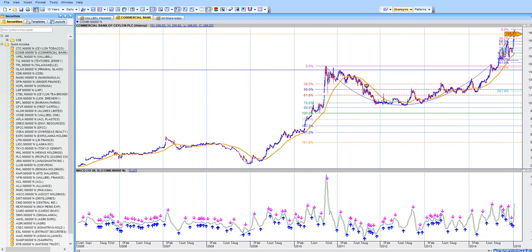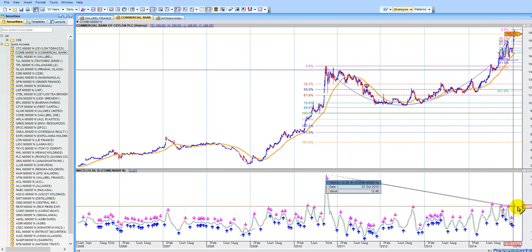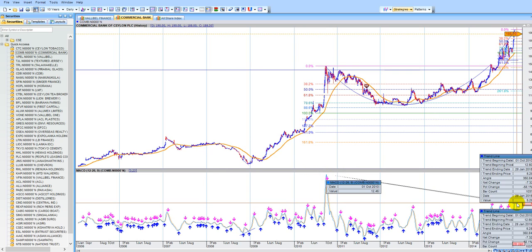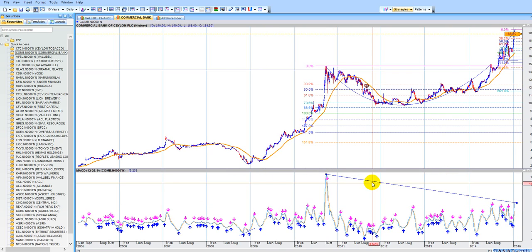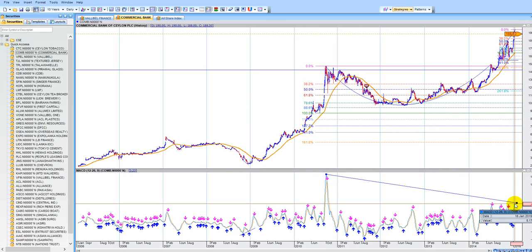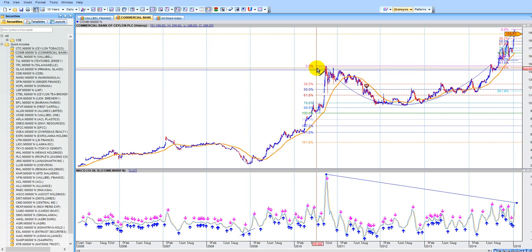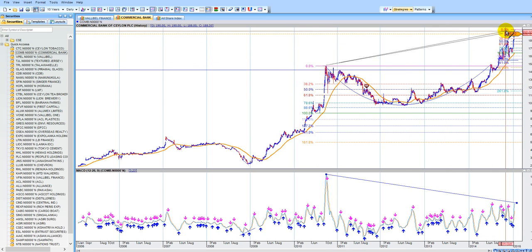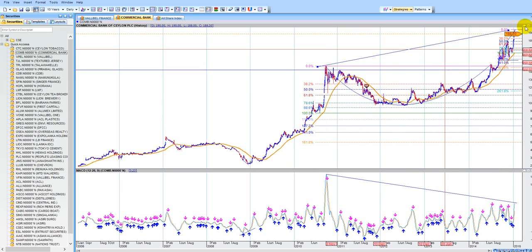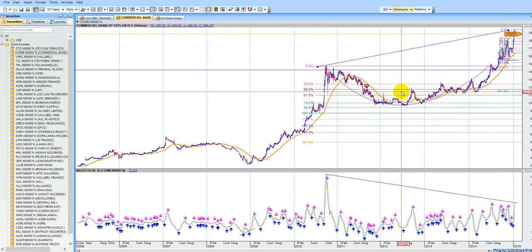Now look at this, this is the other divergence. Okay, if you want to see clearly here. Okay, it's a higher high to a higher low, and here from a lower high to a higher high. So this is called a negative divergence. Now, this is the 10-year history.